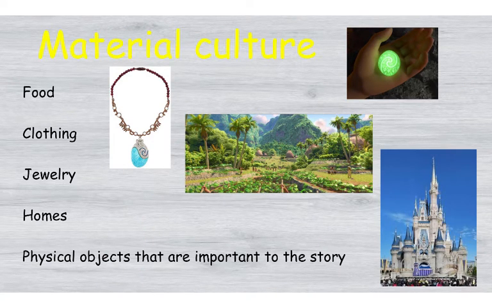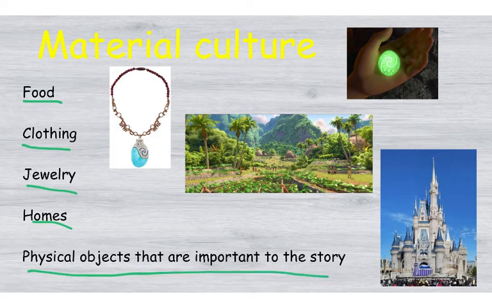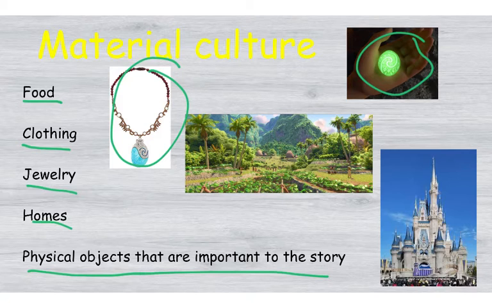So material culture is also important to setting. When you talk about materials, we're thinking, again, food, clothing, jewelry, their homes, or other objects that are important to the story. So if we think back to our Moana story in our movie that we were talking about the other day, things that are important: Moana's necklace, where she keeps the gem, and then the gem itself would be an example of the physical objects.